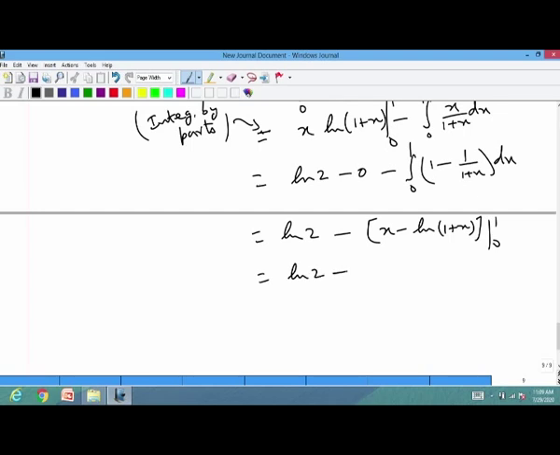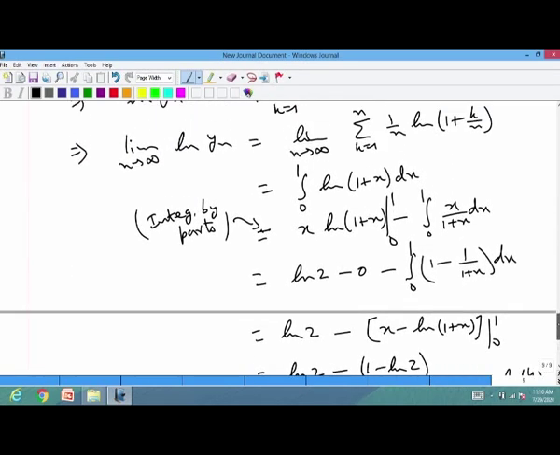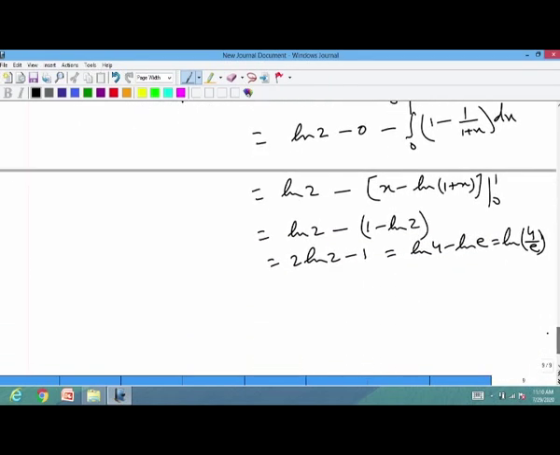This gives log 2 minus 1 minus log 2, and at 0 it is 0. So, this gives 2 natural log of 2 minus 1, which is equal to natural log of 4 minus 1, which I can write as natural log of e minus... so this is equal to log of 4 by e. So, what we have got is that the limit of natural log of y_n is equal to natural log of 4 by e.